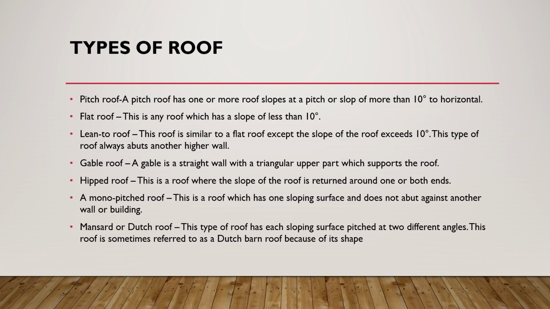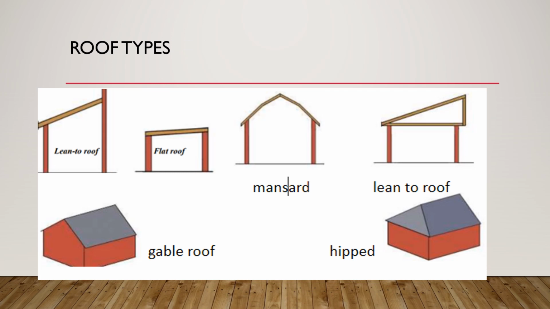This is a type of roof which has a sloping surface pitched at two different angles. This roof is sometimes referred to as a Dutch pan roof because of its shape. So these are the various roof designs and types. You can see the flat roof, mansard, gable, hipped, and mono pitch roof. This is mono pitch roof.